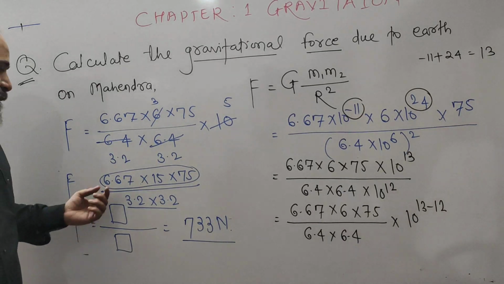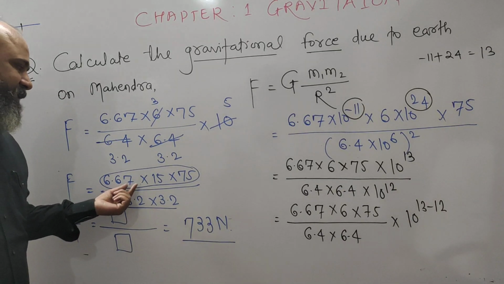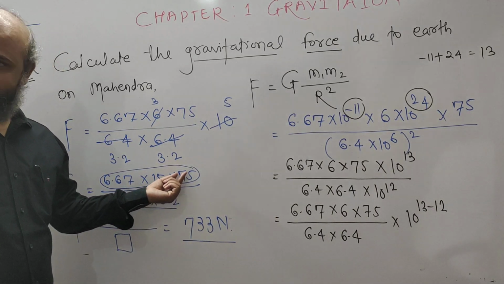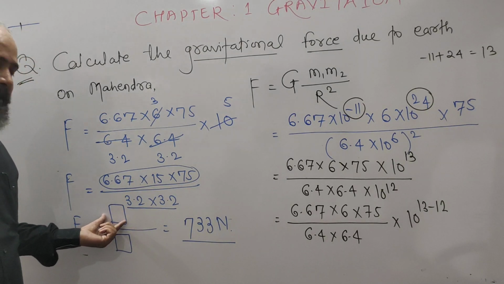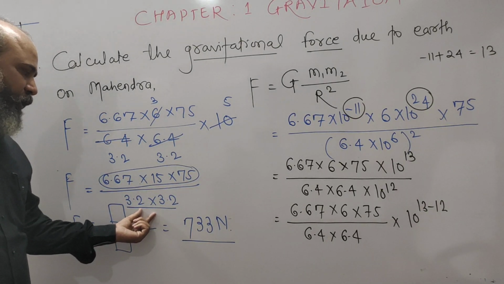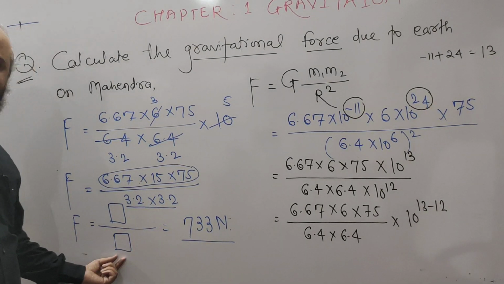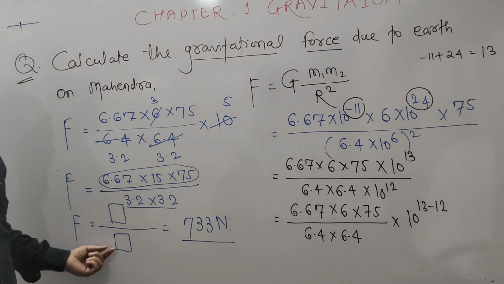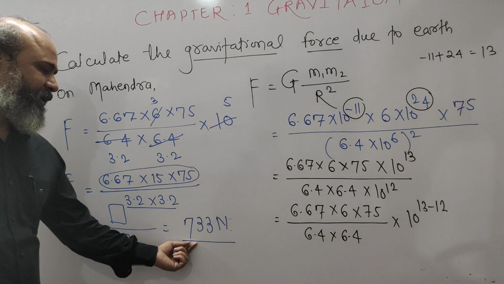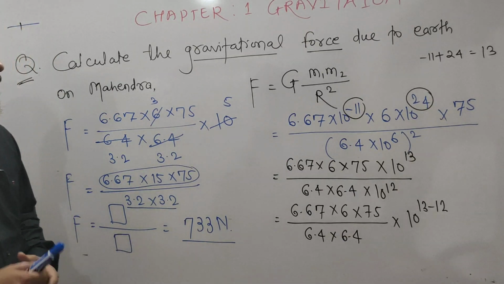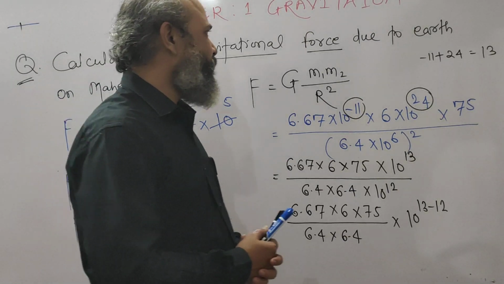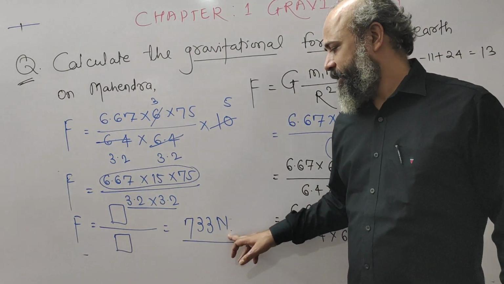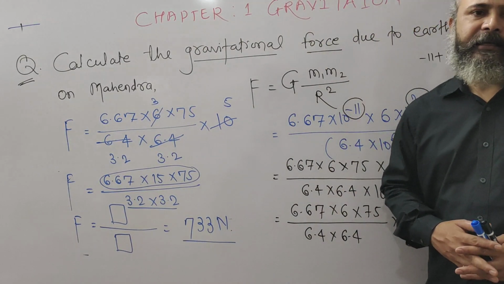Once again, you multiply 6.67 into 15 and 75, then multiply 3.2 by 3.2, and then finally make the division. So you will get 733 Newton. So the gravitational force due to Earth on Mahendra is 733 Newton.